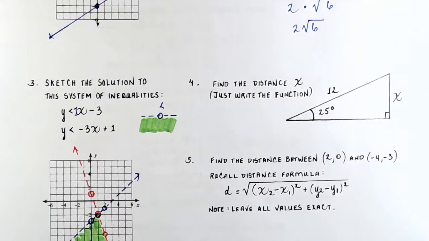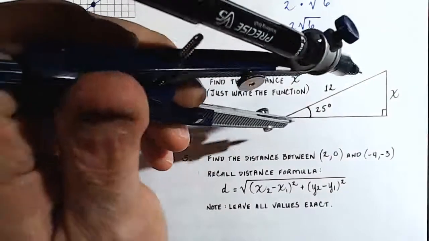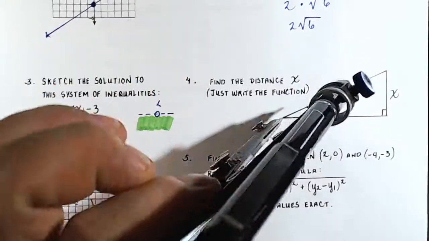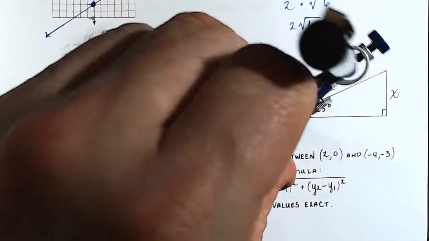So just as a little curiosity here, just so you kind of see what's going on, I can take a compass like this, place the tip at the beginning right there, and make the diameter of the compass to be the hypotenuse length. So watch this.